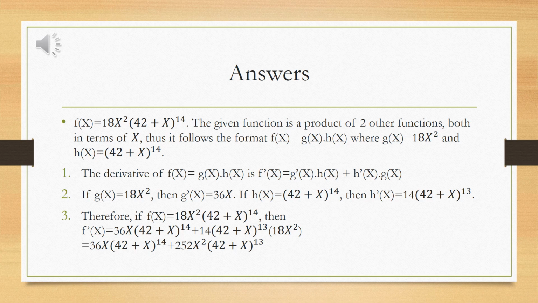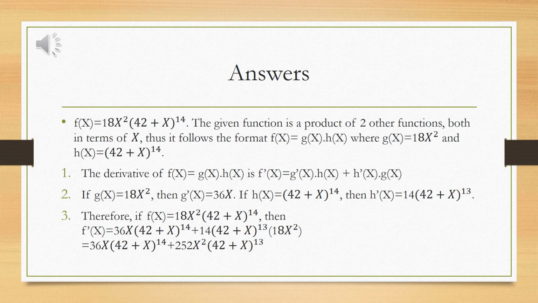The given function is a product of two other functions, both in terms of x. Thus, it follows the format f of x equals g of x times h of x, where g of x is 18x squared and h of x is 42 plus x to the 14. If g of x is 18x squared, then g prime of x is 36x.